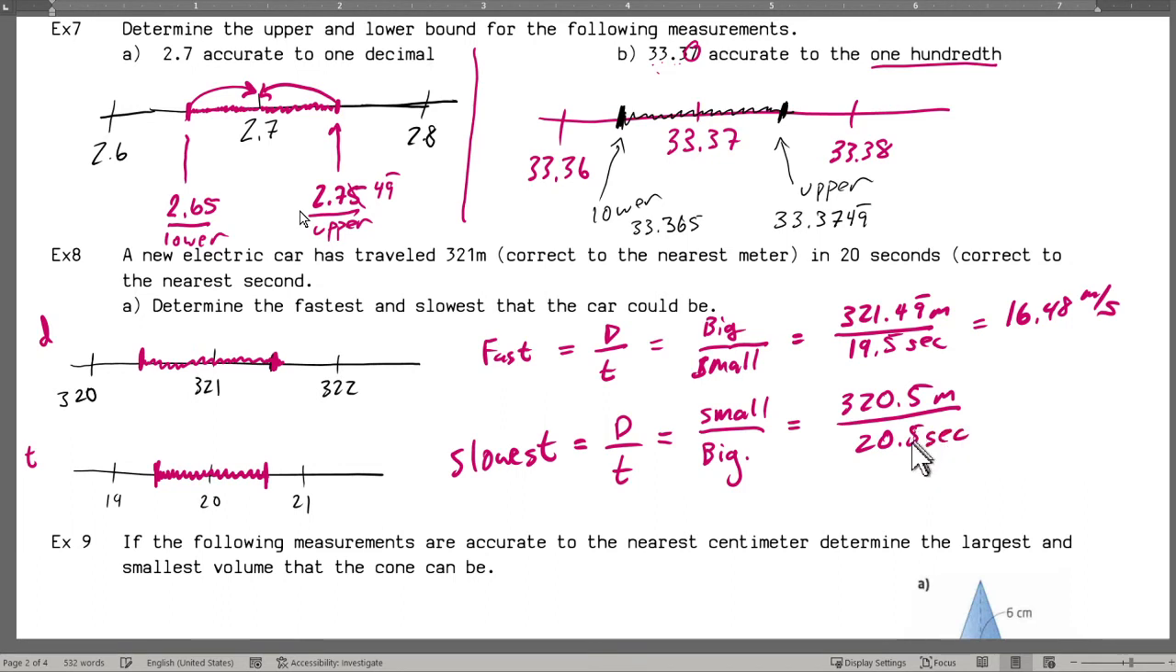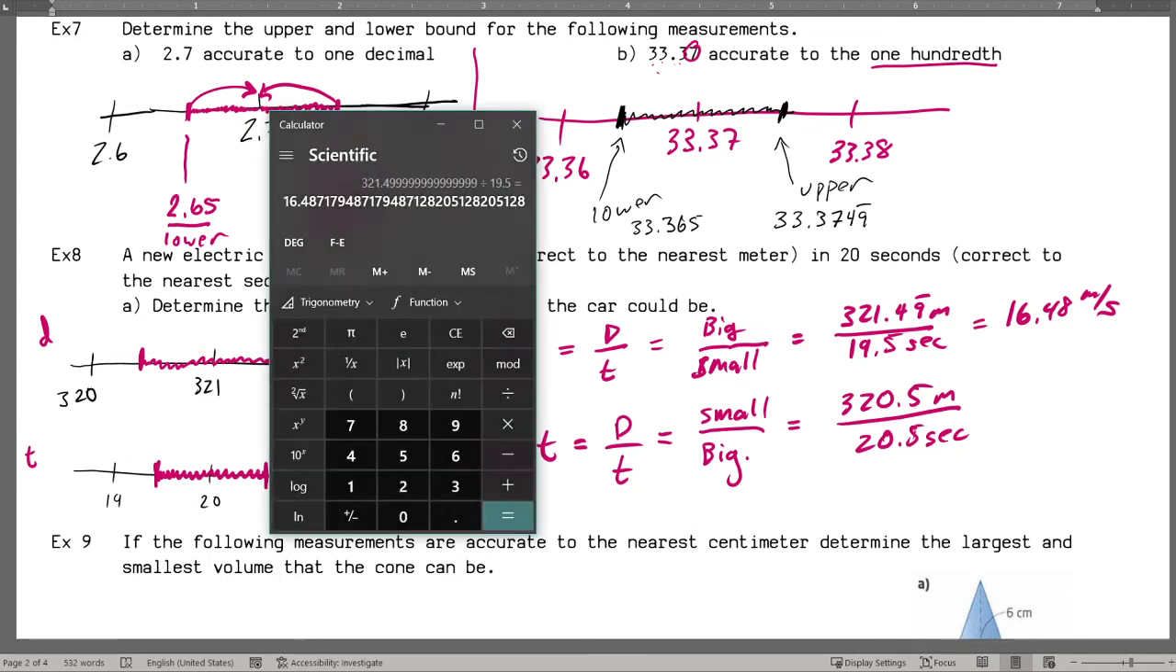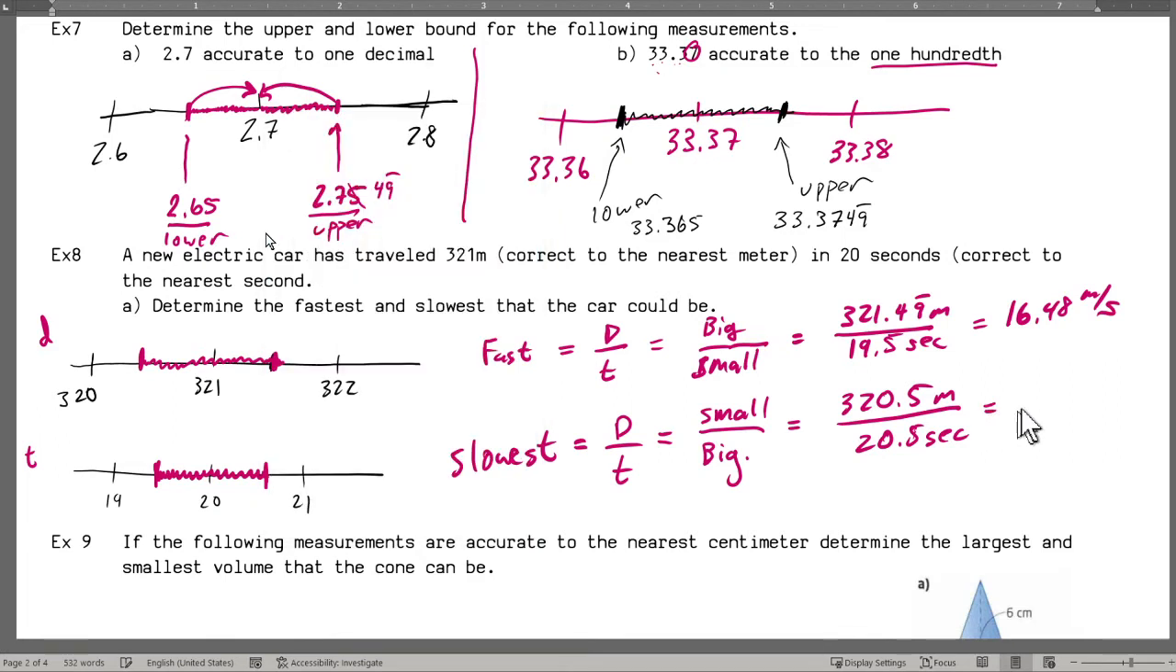I should write a 49 repeating here. But I'll do that with my handy calculator. And there we are. Clear it all out. And so we're going to do 320.5 divided by 20.5. We're getting, my slowest possible velocity would have been 15.63 meters per second. Okay, there's quite a bit of a discrepancy, almost a full meter per second between those two things, right?